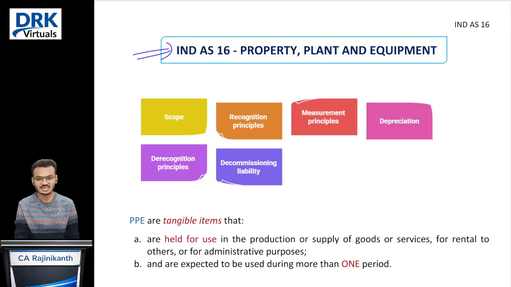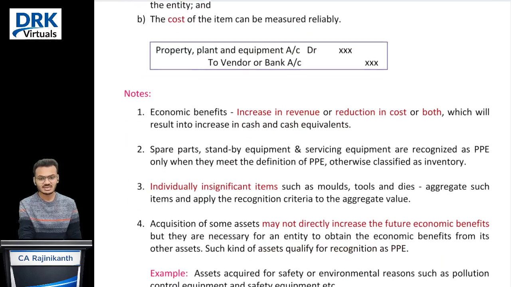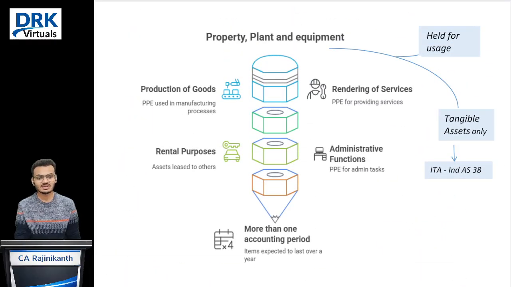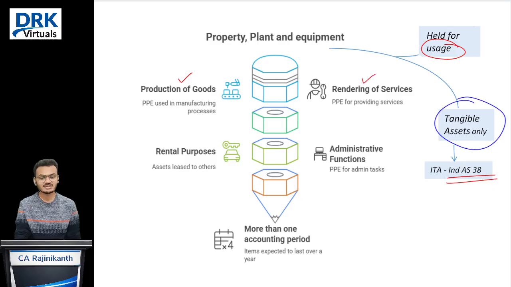Now, to quickly revise Ind AS 16, property, plant and equipment. Let's start. Firstly, what is property, plant and equipment? Ind AS 16 specifically defines it as tangible assets only. It means intangible assets are not covered by this standard. They are covered by a separate standard, and that is Ind AS 38. These tangible assets are held by the entity for use, for production of goods, or for providing services, or for administrative functions, or the asset can be given on a rental basis also.